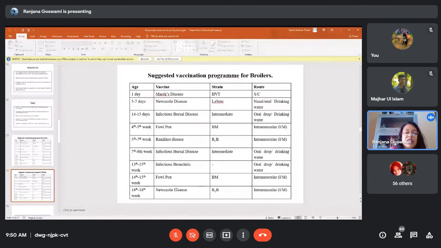In fact, instead of the R2B Mukteshwar strain, we will give only the Lasota strain. In the case of infectious bursal disease, the intermediate strain. In reality, on the farm, only these two vaccines will be given, and then we can wind up. But if you are going to keep broiler breeders, that means you are producing eggs, hatching them out, and supplying the chicks. In that case, like the layers, you have to go for the full vaccination.